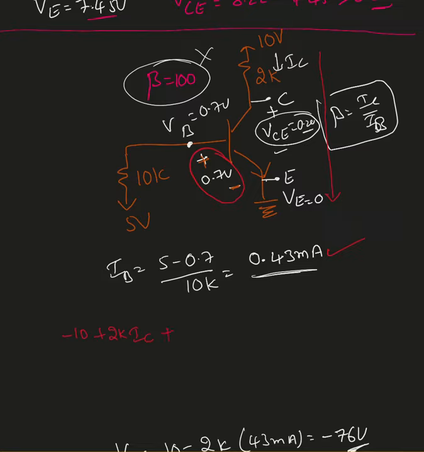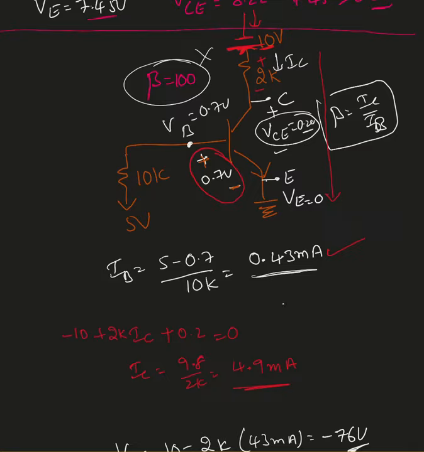So why is it minus? Here the arrow indicates that that's 10 volts. So basically this is the positive terminal, that's the negative terminal. Current is entering the negative terminal, so I'm taking that as a negative voltage. So negative 10 plus 2k IC plus 0.2 must be equal to 0, with VE equal to 0 in this case. Now I can find the IC value. IC is simply 9.8 over 2k, which is 4.9 milliampere.